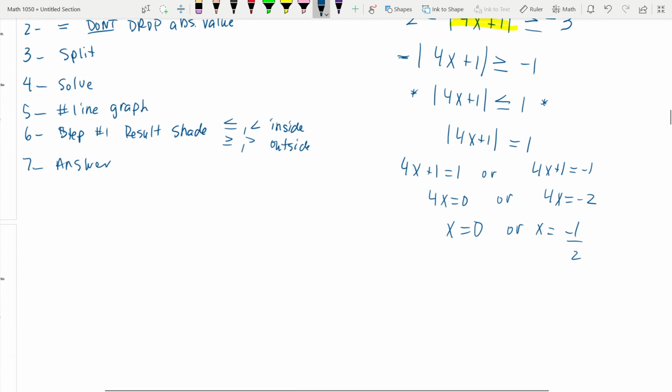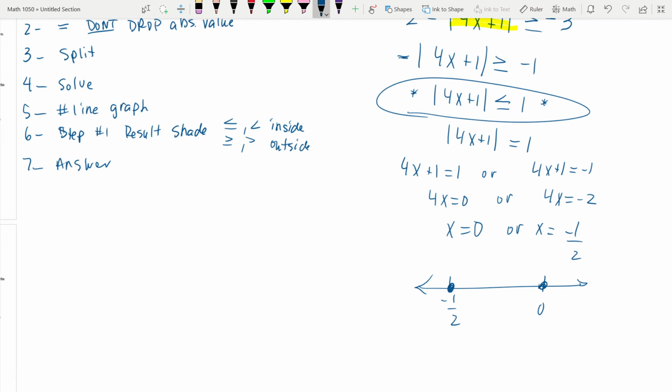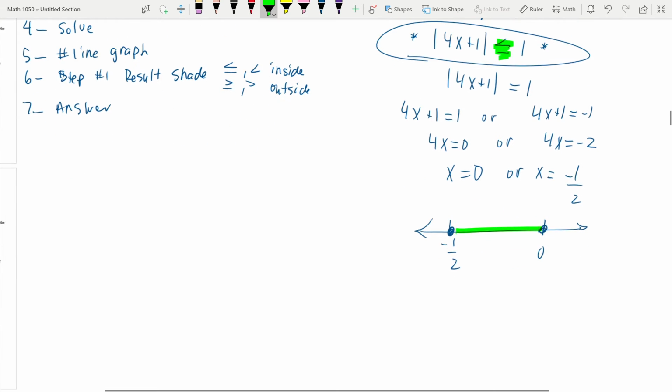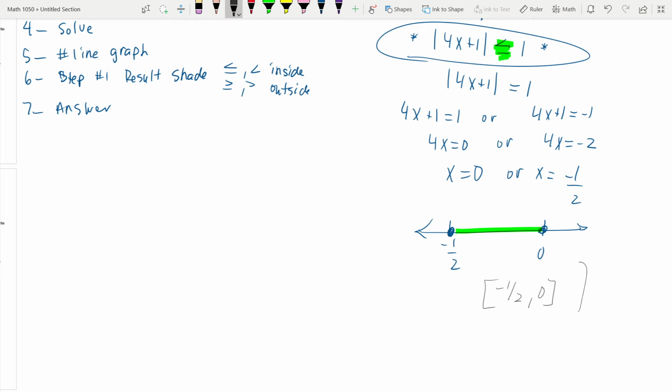Step number 5, go to a number line. Right here, -1/2, 0. I do have an equal sign, so my circles are closed. This is where I look. If I look at the beginning, I'm going to shade the outside. That's wrong, because I had to reverse it when I got my inequality line. So this is a less than, which tells me inside. Now I just write my answer. So the answer is -1/2 with a bracket to 0 with a bracket, and I'm done.